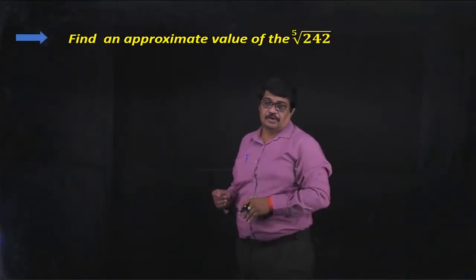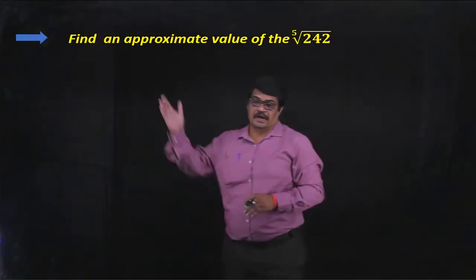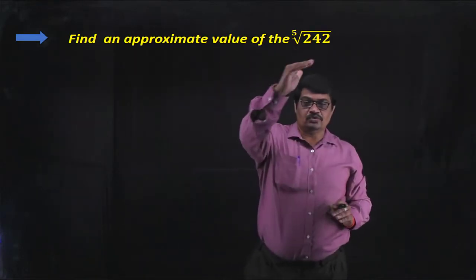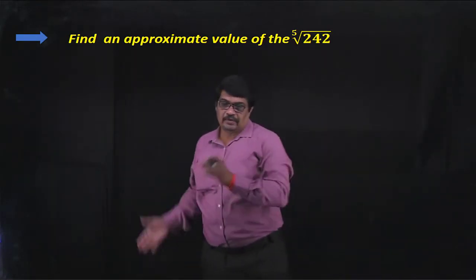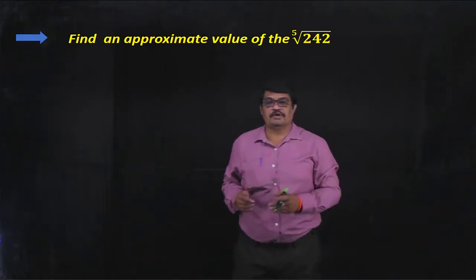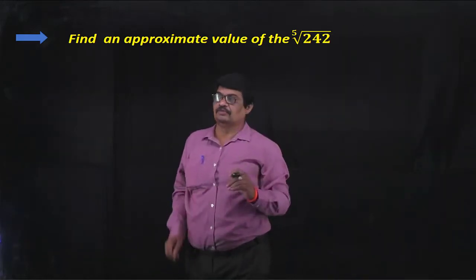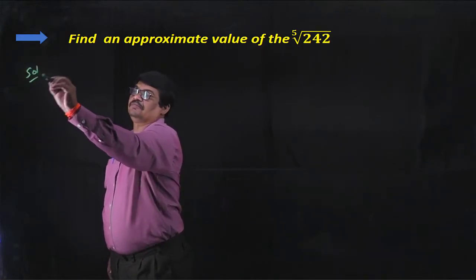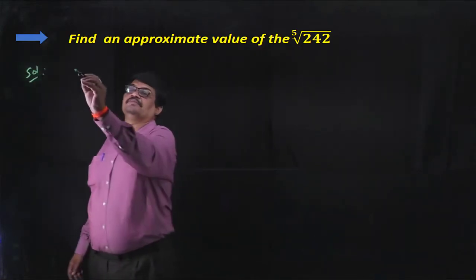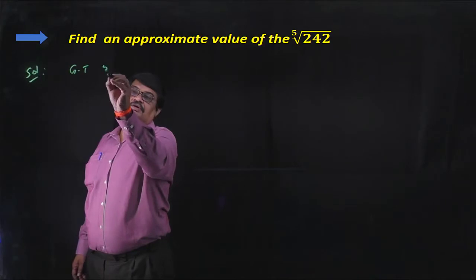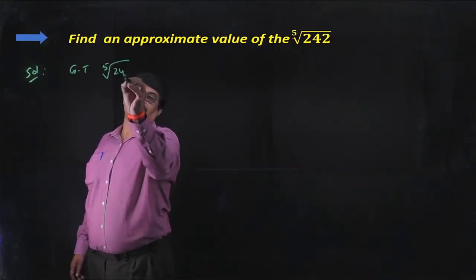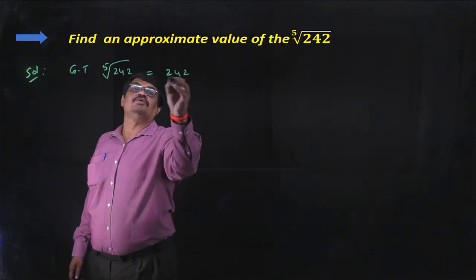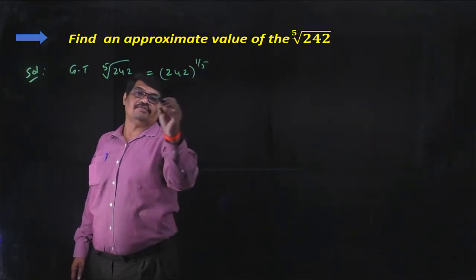See the problem. Find an approximate value of the fifth root of 242. Now we have to find the approximate value of the fifth root of 242. See the solution. What is the given expression? This is the fifth root of 242, so that is 242 whole to the power of 1 by 5.